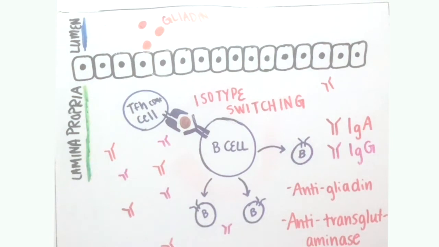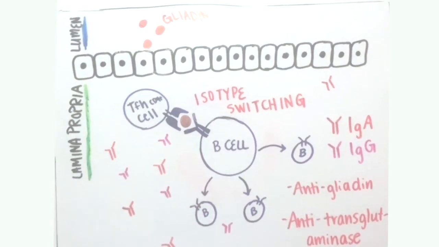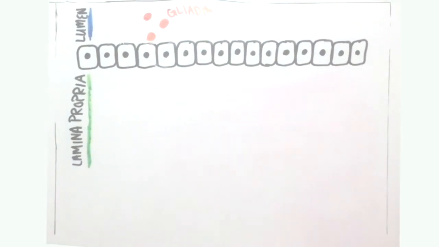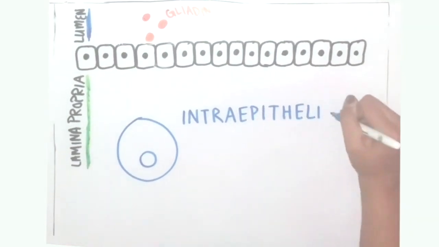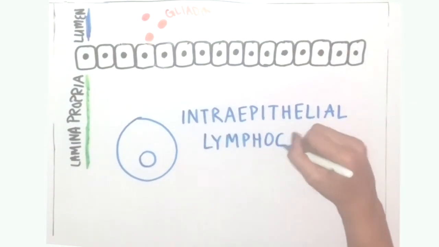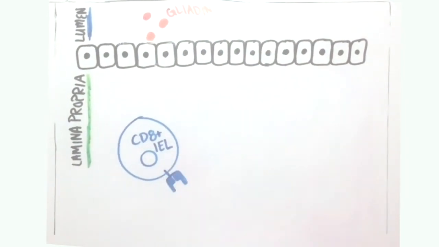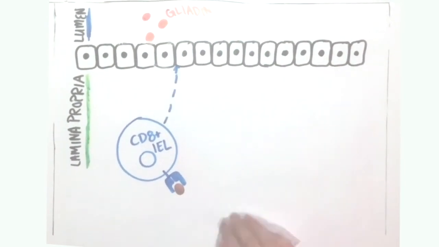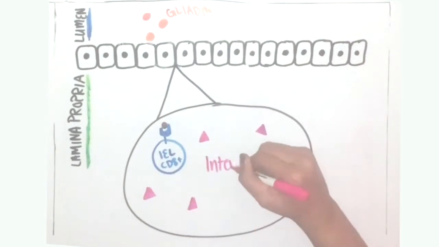If sufficient amounts of anti-gliadin or anti-transglutaminase antibodies are found, that is more evidence that you have celiac disease. The gliadin that is not activating these T cells and B cells will be activating intraepithelial lymphocytes, or IELs, that are CD8 positive. This causes them to migrate in between the epithelial cells. Here, they are activated by interleukin 15.